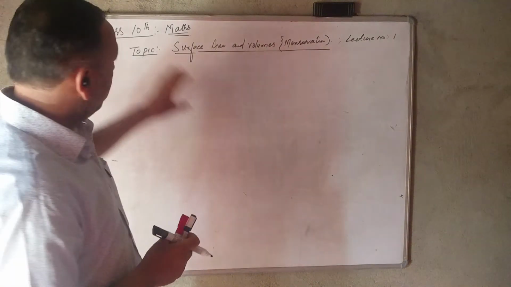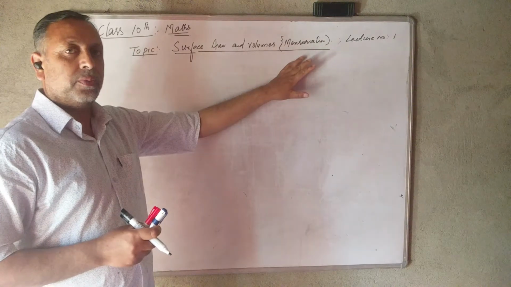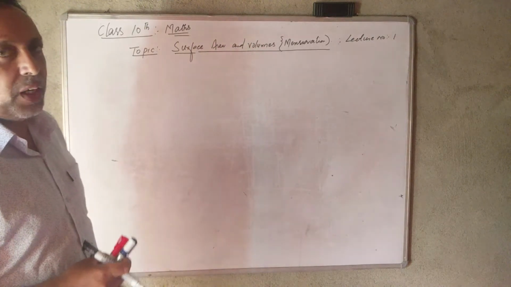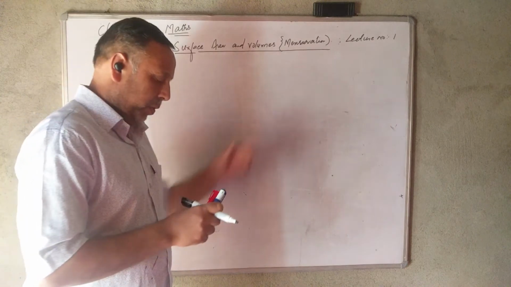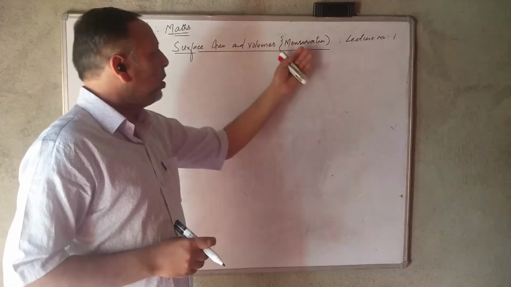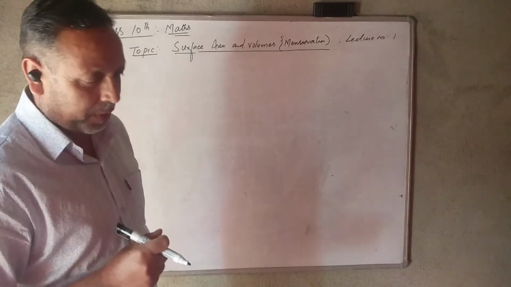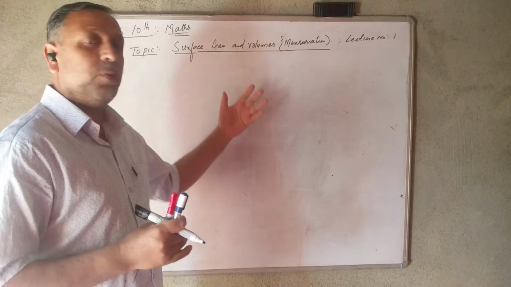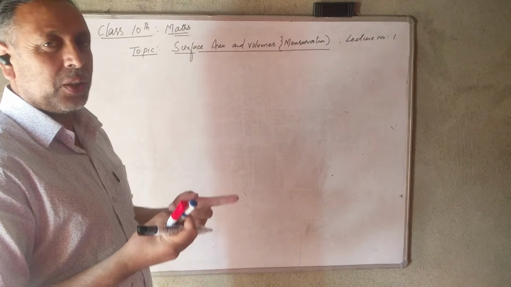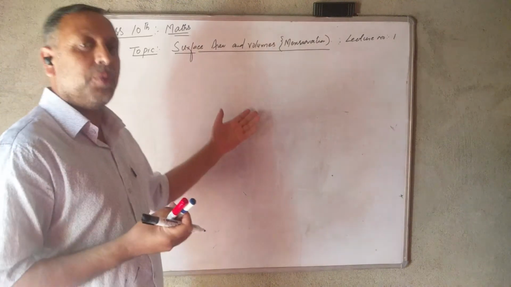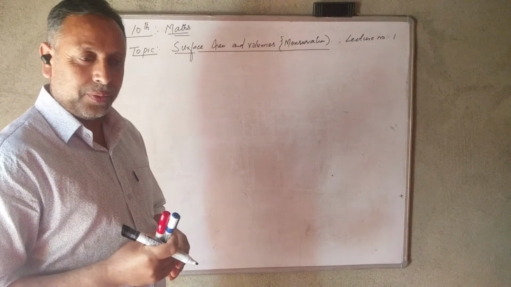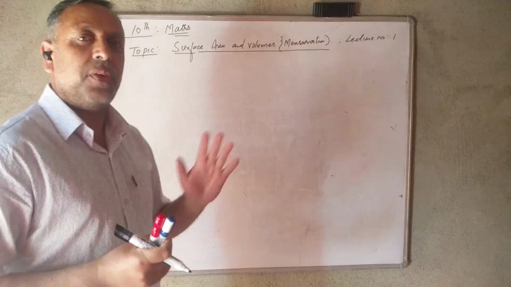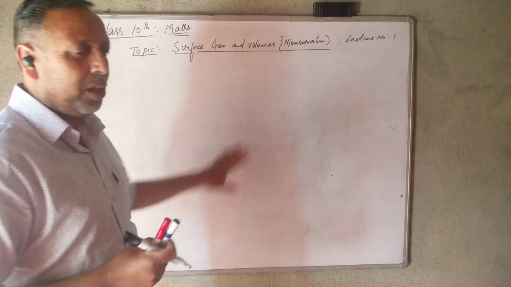Today our topic is surface area and volumes, class 10th. We will study the basics of surface area and volumes. Now this topic, surface area and volumes, is commonly known as mensuration. In this chapter, we will study how to find the surface area and volumes of different geometrical solids like cuboids, cubes, cylinders, cones, spheres and hemispheres, or the combination of solids like hemisphere and cylinder, hemisphere and cone, cylinder and cone, or cylinder and sphere. So in this chapter we will study all these things.